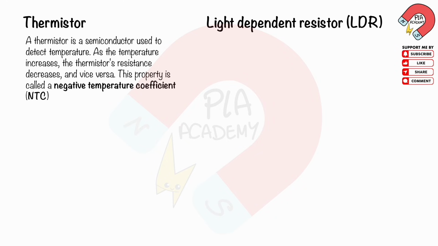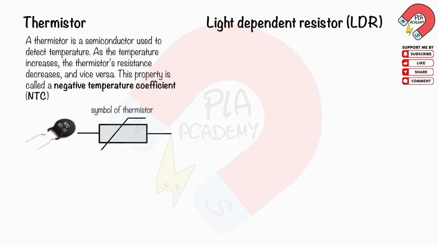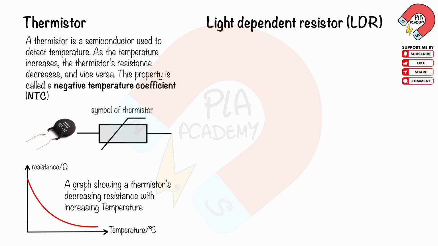A thermistor is a semiconductor used to detect temperature. As the temperature increases, the thermistor's resistance decreases, and vice versa. This property is called a negative temperature coefficient, NTC. This is a real thermistor. This is a symbol of the thermistor. The graph shows the thermistor's resistance plotted against temperature. A graph showing a thermistor's decreasing resistance with increasing temperature.